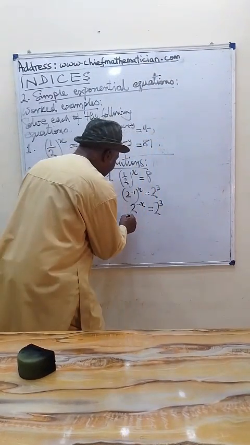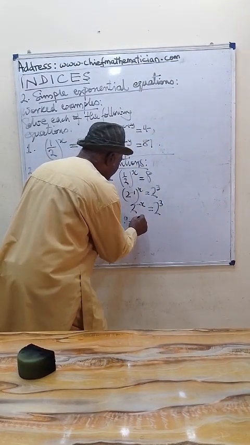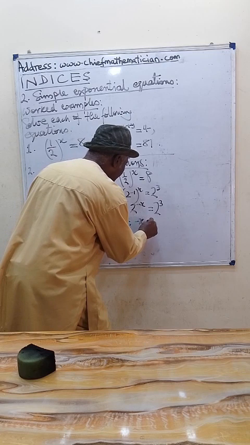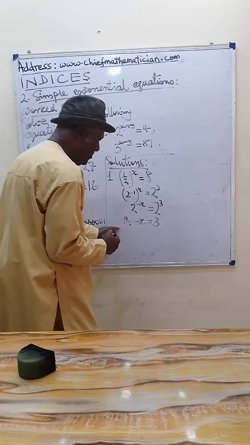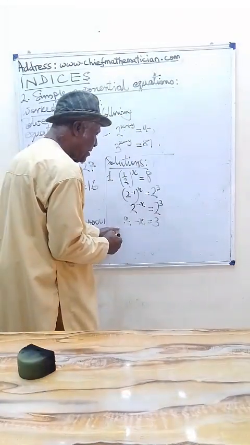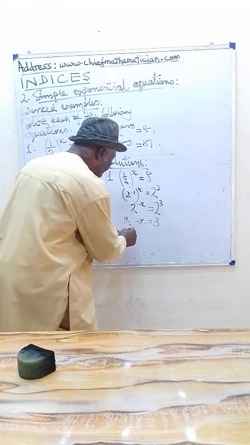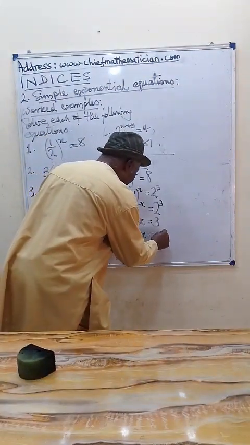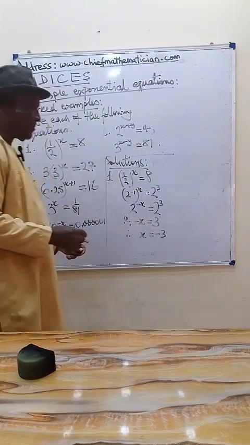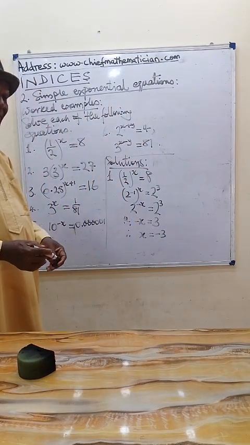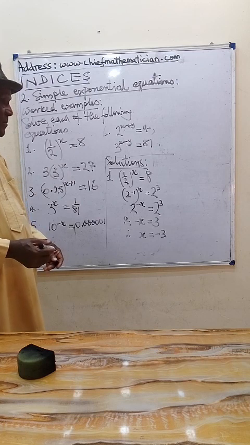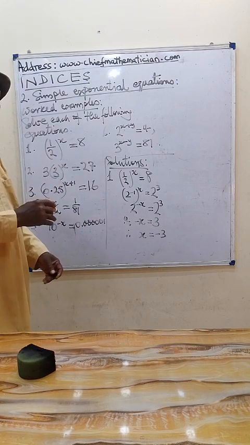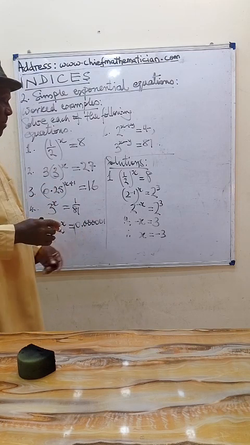That is, minus x is equal to 3. Giving us what? Therefore, x is equal to minus 3. I hope you understand that. That is what it should be. If you exchange the sides, you get that x is equal to minus 3.